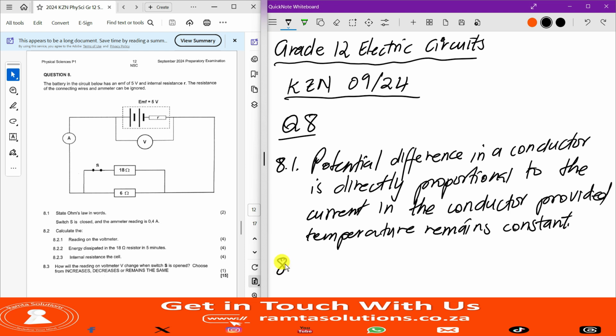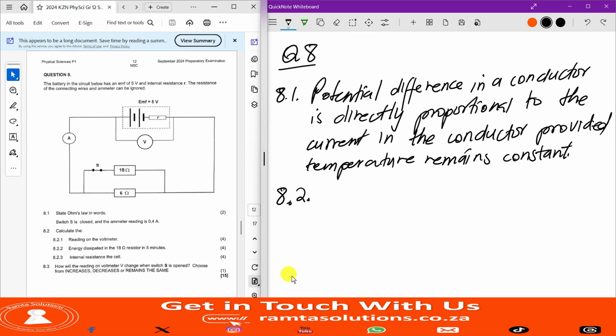This circuit is not bad. So let's see. Switch S is closed and the ammeter reading is 0.4. 8.2.1: Calculate the reading on the voltmeter. We may need total resistance, because now that S is closed, this voltage will change. Let's see what it changes to.